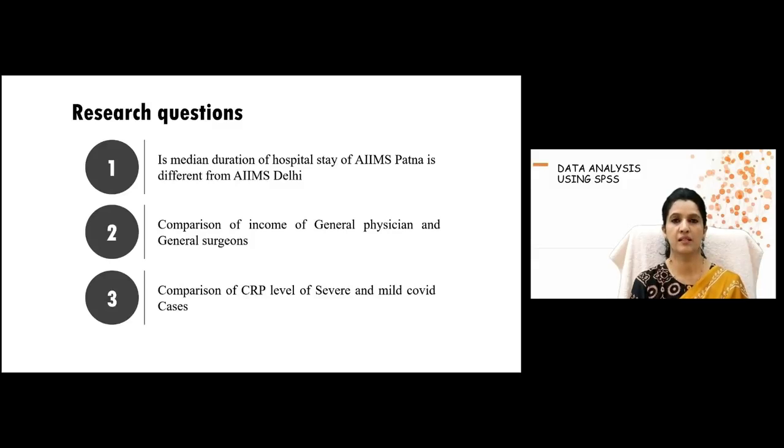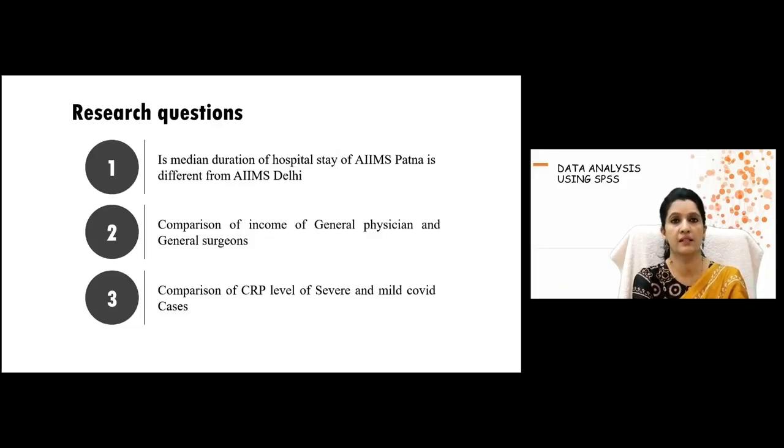These are some examples of data which are not normally distributed, like median duration of hospital stay. There is a very wide range of hospital stay. One person can stay for 1 month, 3 months, another for 1 day or 2 days. So generally for duration of stay, we use the median, because the mean will not be the true representative. Similarly, if you compare the income level of general physician and general surgeon, there is a huge difference and it doesn't follow a normal distribution.